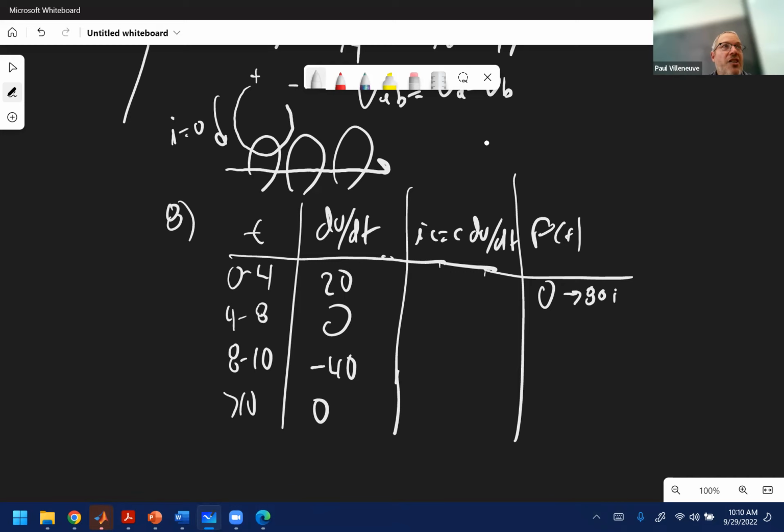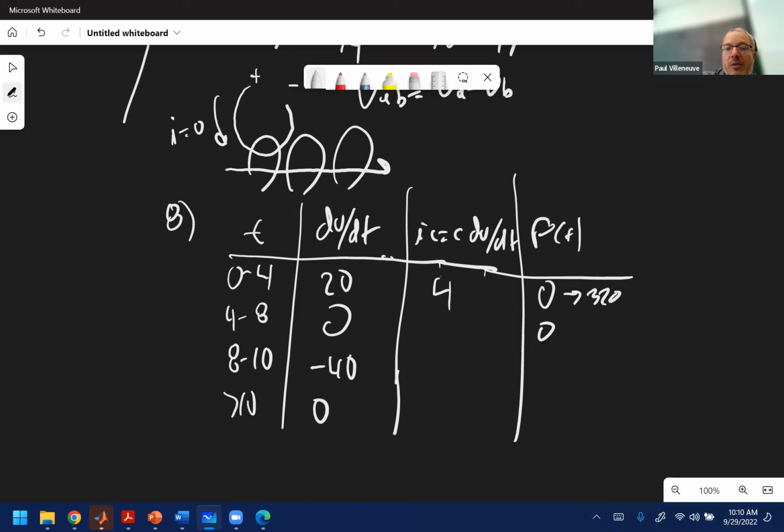Power can change instantaneously in a capacitor. So I don't copy this into the next one. That's not required here. Okay. Let me just go ahead and put the 4, so C times that, this should be equal to 4 amps. So this is, we'll put 320.